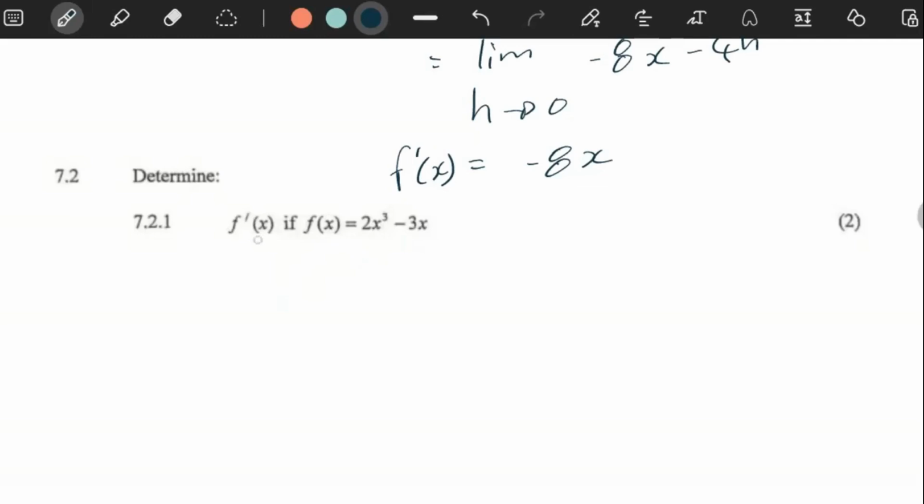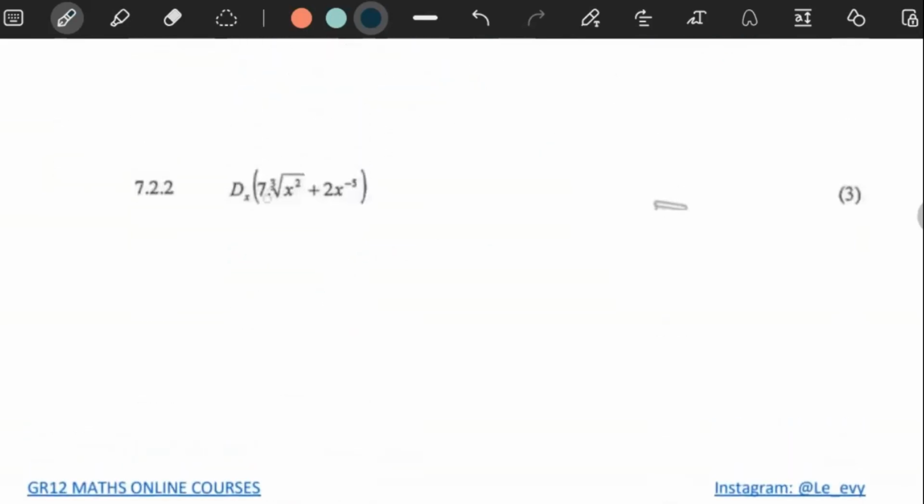For 2 marks here, they want us to determine f prime. F prime is going to be 6x squared minus 3. That's it, actually. Very easy. Weird, but well done there. Here, we need to rewrite our expression, and let's see what we have here.